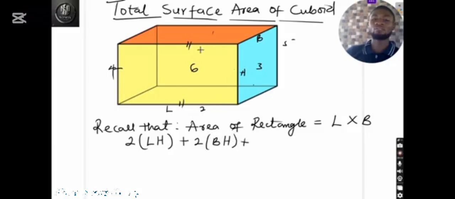and the third part is the top and the below. What do I have at the top and the below? Remember that opposite sides are equal. So since this is my L, this is definitely B and L. L and the side here is B. So that is 2 of length multiplied by breadth.